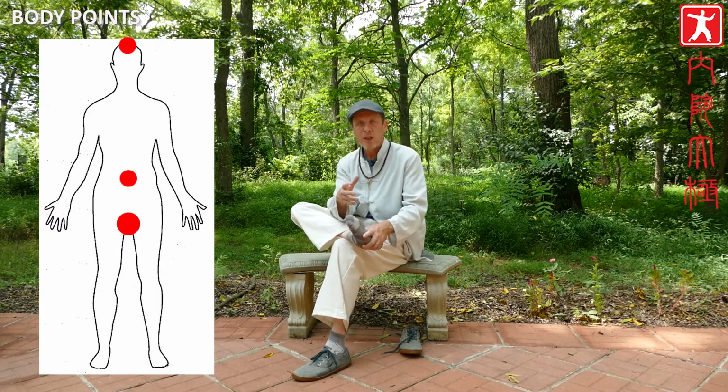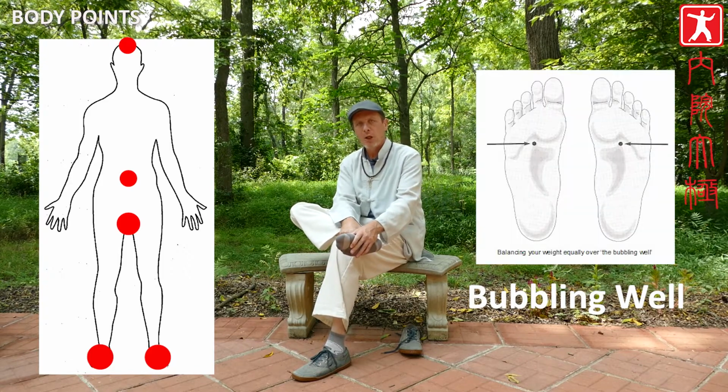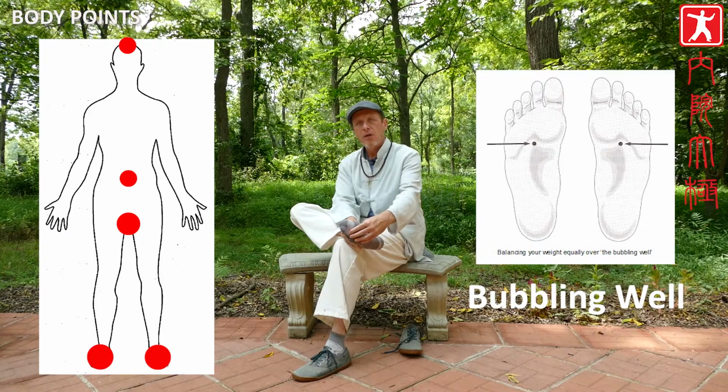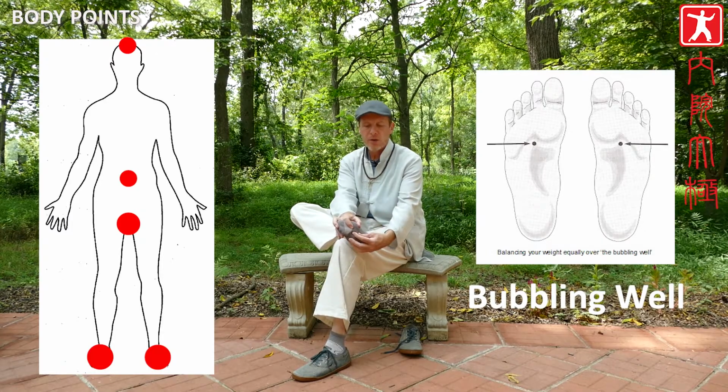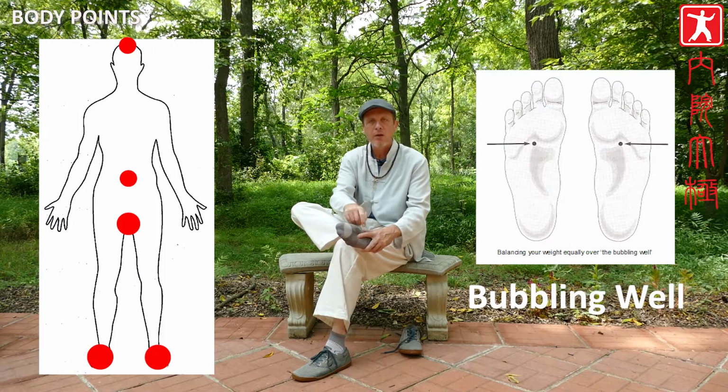Now this point is called bubbling wells. Here we have an English word we can use, bubbling wells. And to find it, you need to find the balls on the bottom of your feet. You have a big one under the big toe, and then you have this elongated one under the smaller toes. They come together. Right where they come together, go down. All right? And the flesh will be going in.